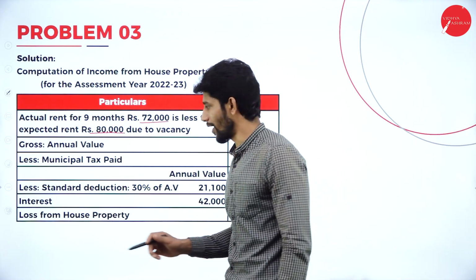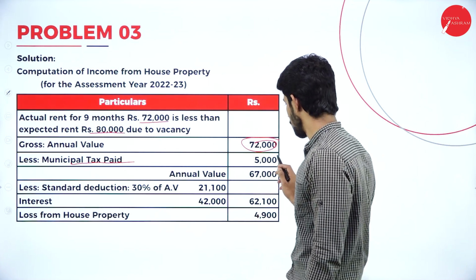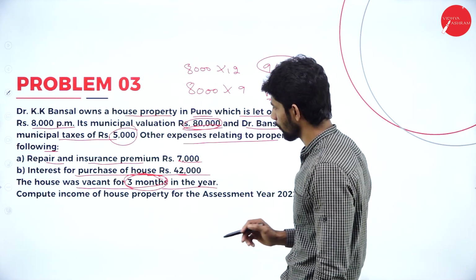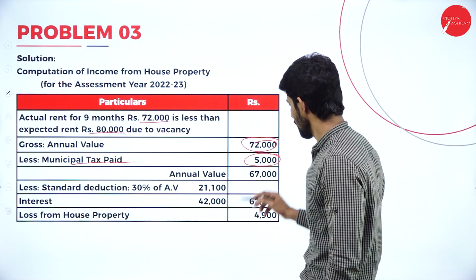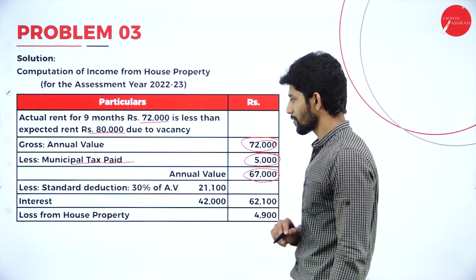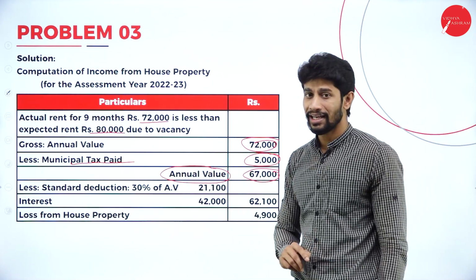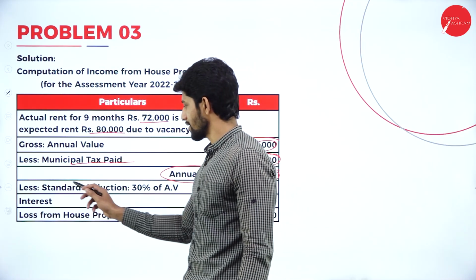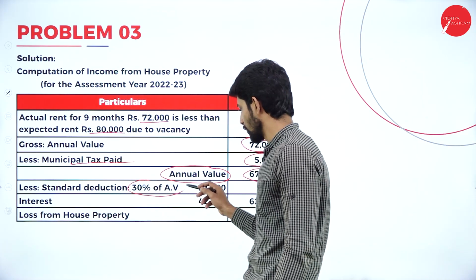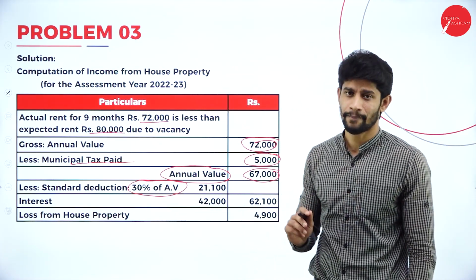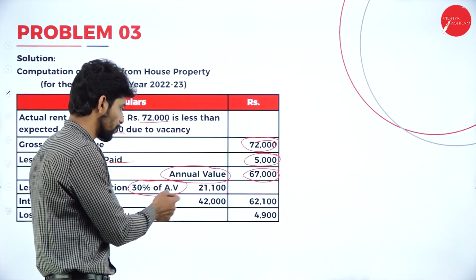So from gross annual value, less municipal tax paid of rupees 5,000. Yes, 5,000 rupees is given in the problem. Municipal tax paid is how much? 5,000. So 72,000 less 5,000, balance 67,000. So this 67,000 is called annual value. Next, less standard deduction. Less standard deduction of 30% of annual value. This 30% is always fixed. 30% of annual value is always fixed. So less 30% of annual value.